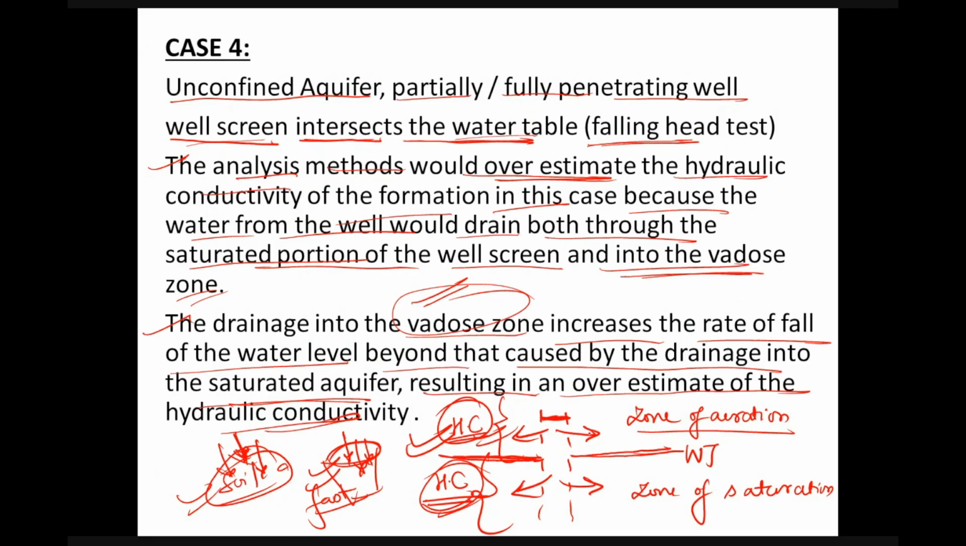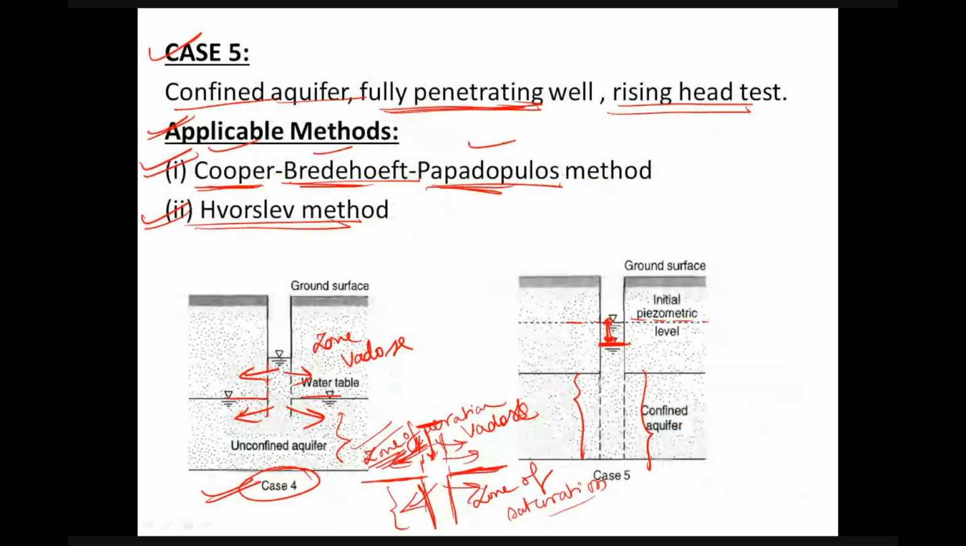So the hydraulic conductivity or the aquifer properties that we are getting here are overestimated, because we are getting a higher hydraulic conductivity, and not the actual hydraulic conductivity that we want to determine. So this is case 4 that we have. Now coming to case 5.